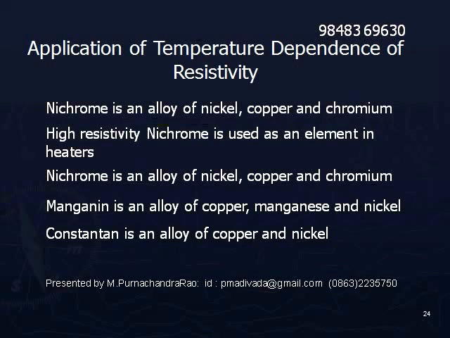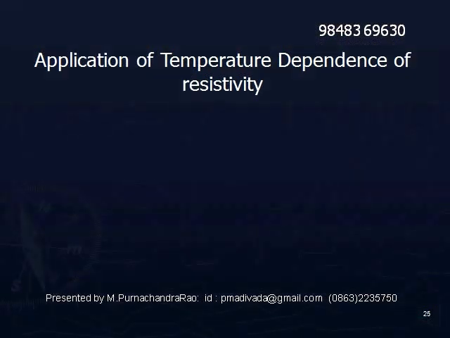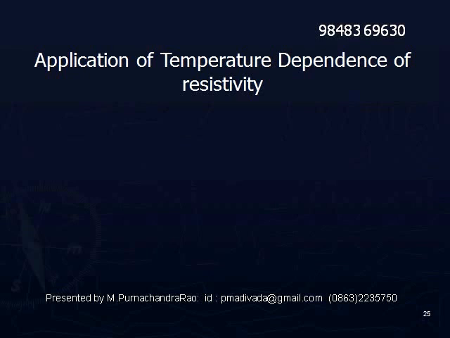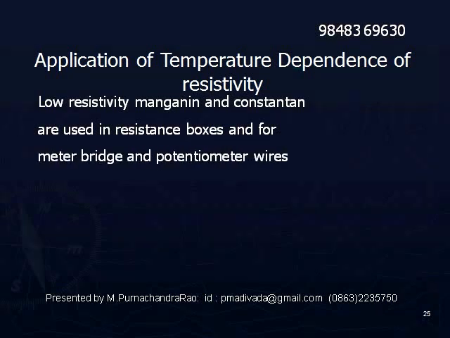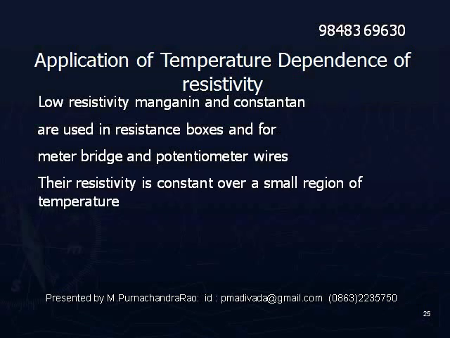Manganin is an alloy of copper, manganese and nickel, and constantan is an alloy of copper and nickel. These two substances have low resistivity. Because of their low resistivity, they are used in resistance boxes and also in potentiometers and meter bridges as resistance wires.